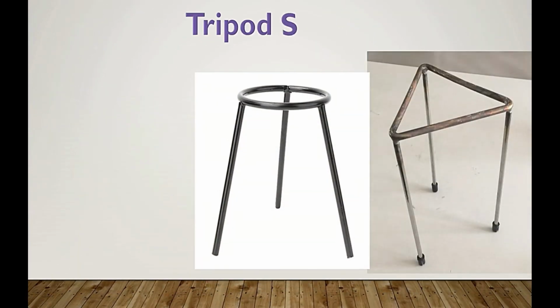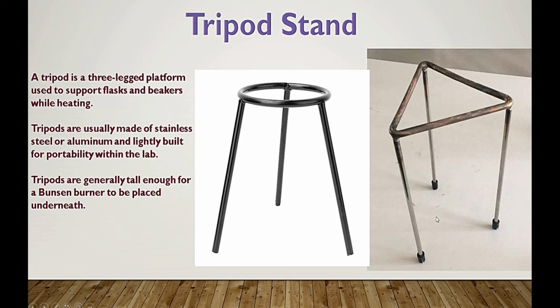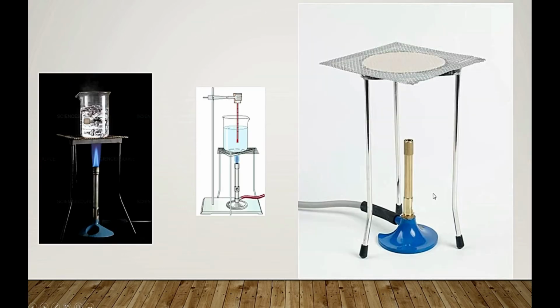The next useful equipment is tripod stand. It comes in different shapes, but it has three legs. So a tripod stand is a three-legged platform used to support flasks and beakers while heating. Tripods are usually made of stainless steel or aluminium, lightly built for portability within the lab. Tripods are generally tall enough for a Bunsen burner to be placed underneath over here. These are some uses of tripod stand. You can see it is taller than Bunsen burner and is used for heating purpose.